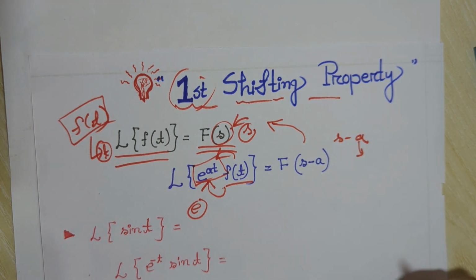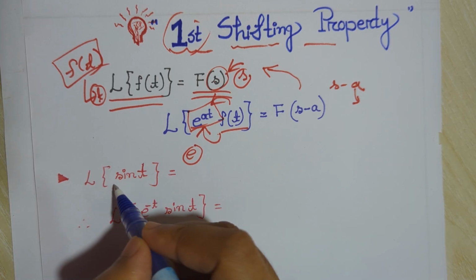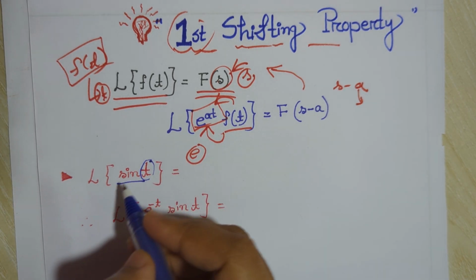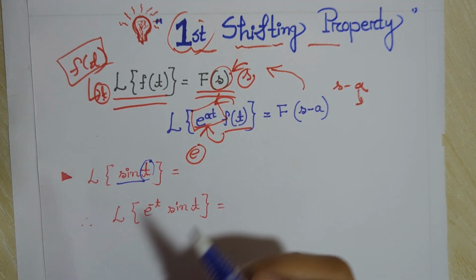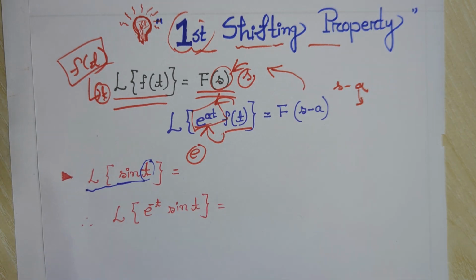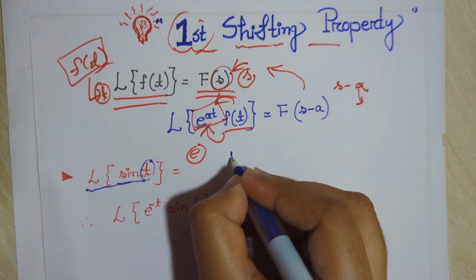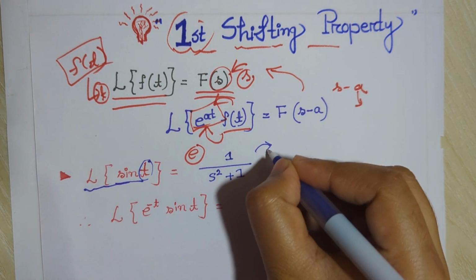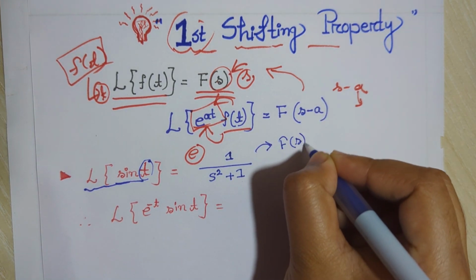Let's see an example to understand it more clearly. Suppose our basic function is sin t. This is a function of variable t, and from our previous video we saw that if we do the Laplace transform of sin t, we get the answer 1 divided by s square plus 1. This is a function of variable s.